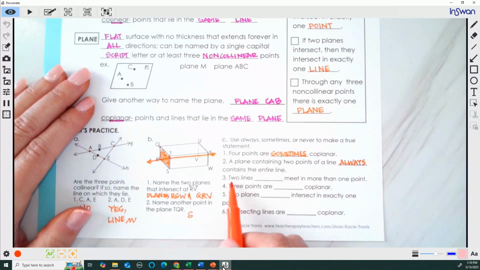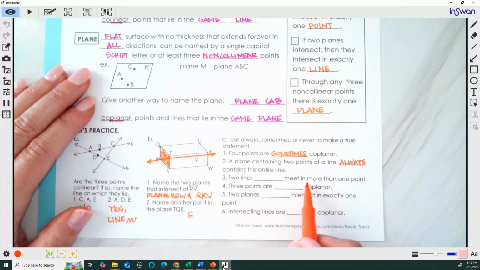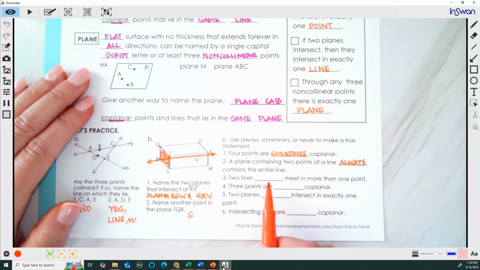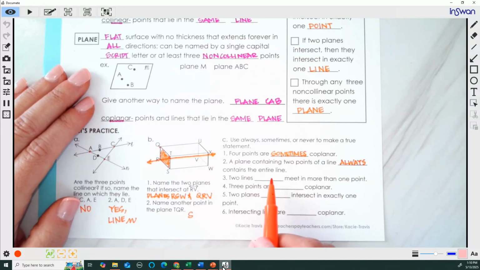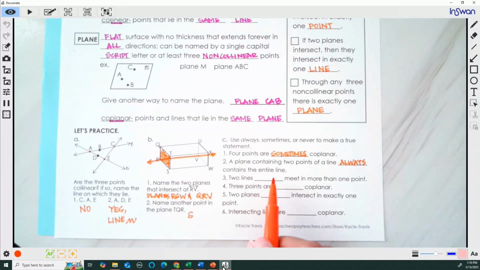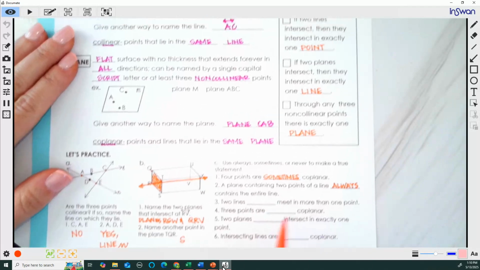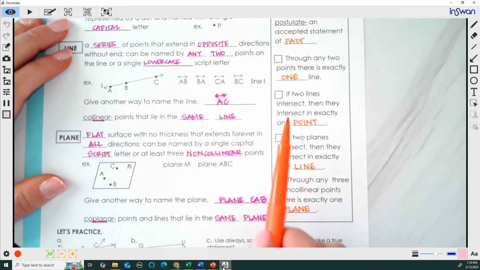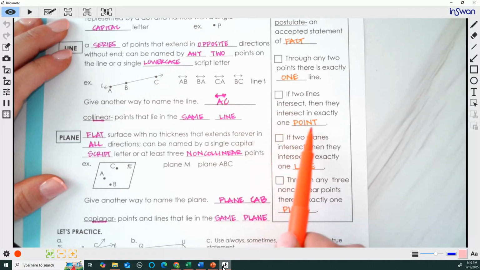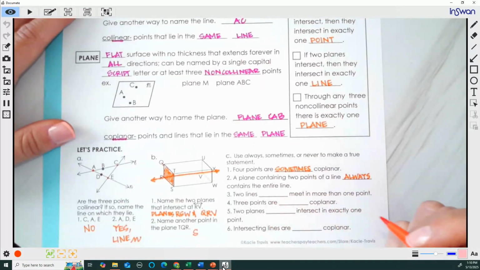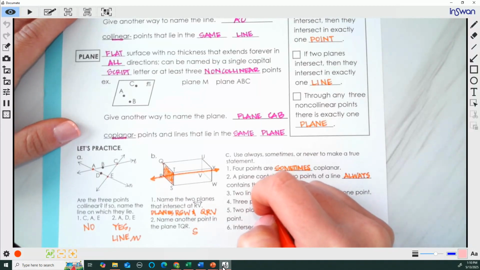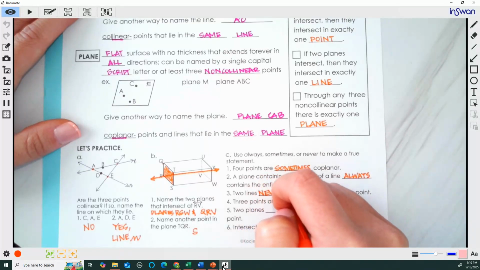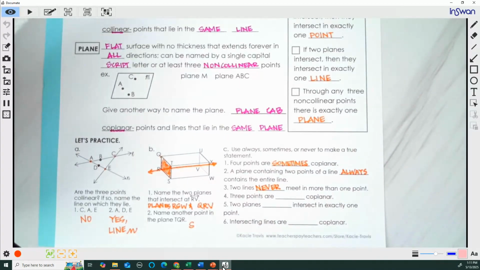For number 3, 2 lines, always, sometimes, or never, meet in more than one point. 2 lines always meet at more than one point, sometimes meet in more than one point, or never meet in more than one point. Well, if we go back up to our postulates, 2 lines intersect in exactly one point. So this is never going to be true, that they meet in more than one point, because we learned above that they always meet in exactly one point.